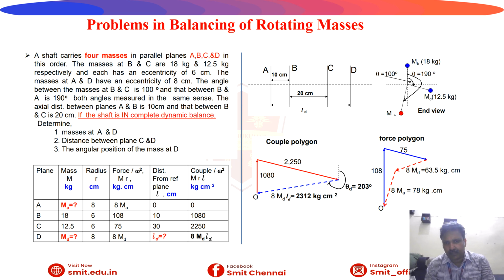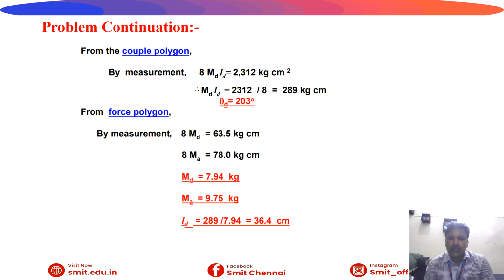That is 2313 kg centimeter square. Again force polygon. Once you are getting this value, substitute in that to get the force polygon values. Then force polygon, 8 MD equal to 63.5 kg centimeter. 8 MA equal to 78 kg centimeter. Then these are the various measurement values. From the couple polygon by measurement, you will get 8 MD LD equal to 2003 kg centimeter square. Upon simplification, you will get theta D equal to 203 degree.